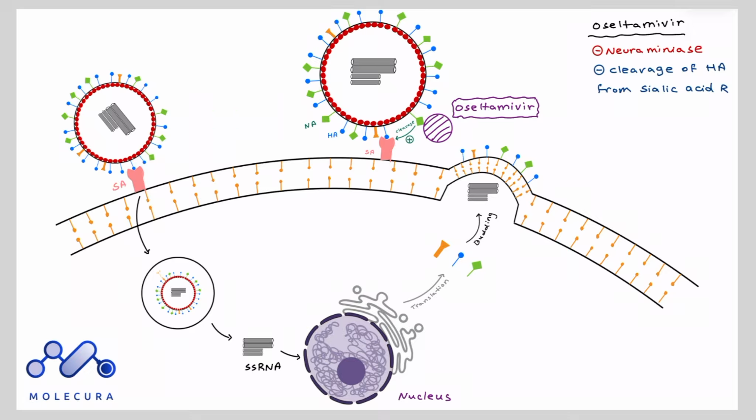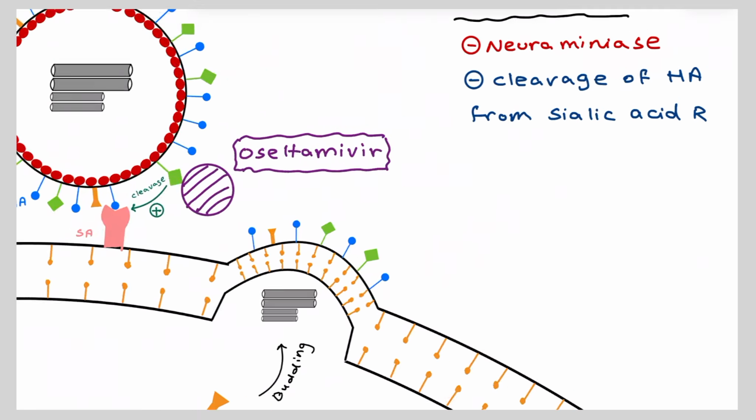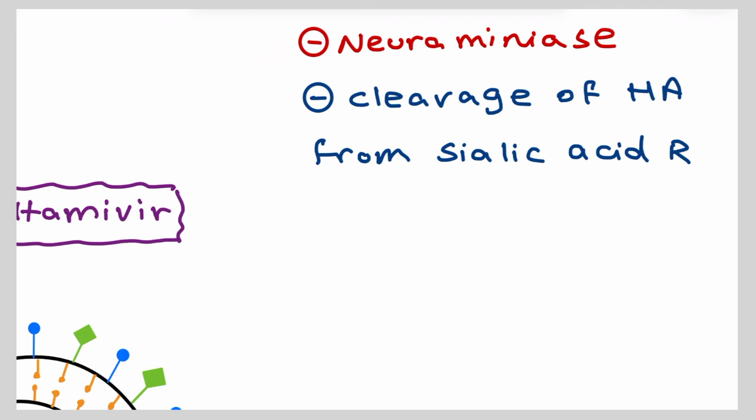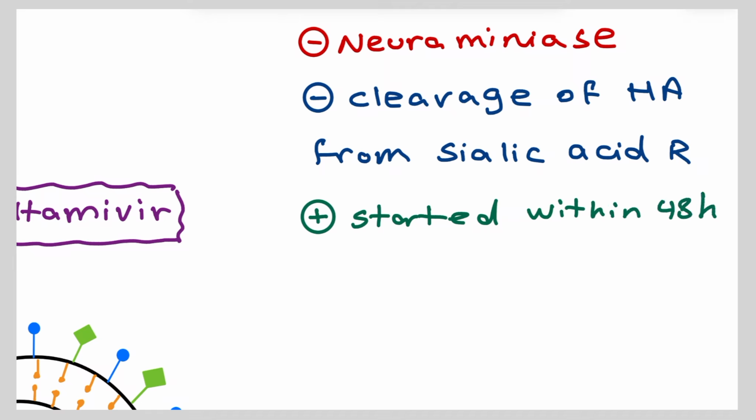It's important to understand that this medicine is going to be effective if started early. Once the virus has spread through the respiratory system, it is going to be of little benefit. Therefore, this medication is going to be effective only if started early in the disease. So effectiveness is to be started within 48 hours of onset of symptoms.